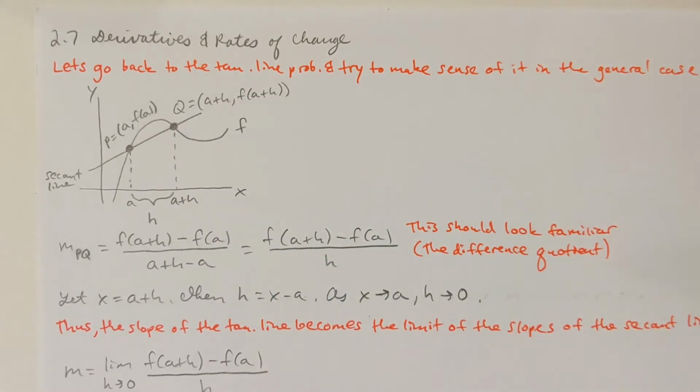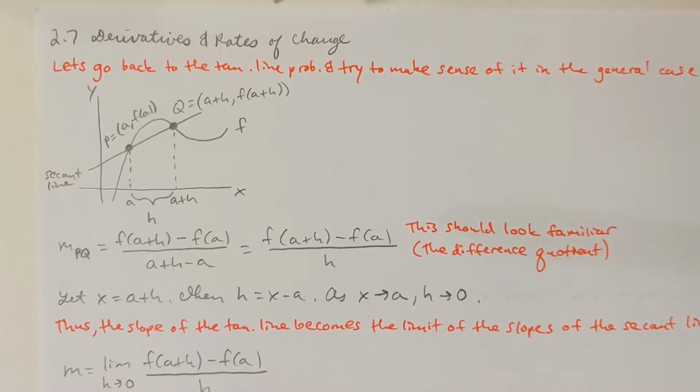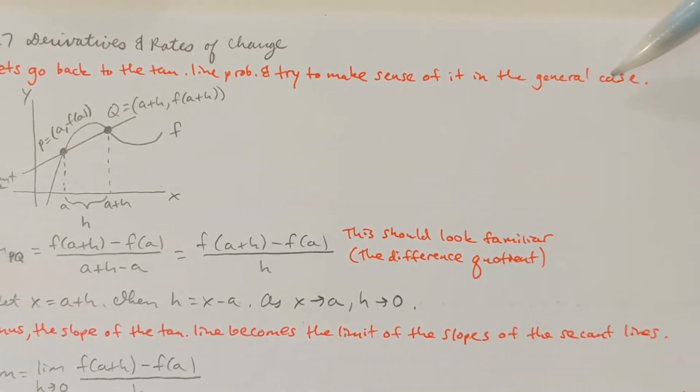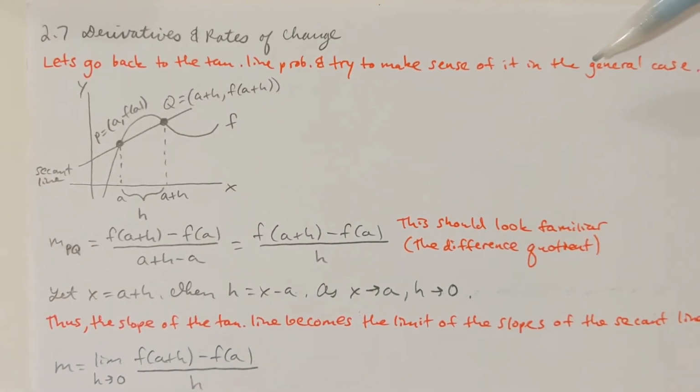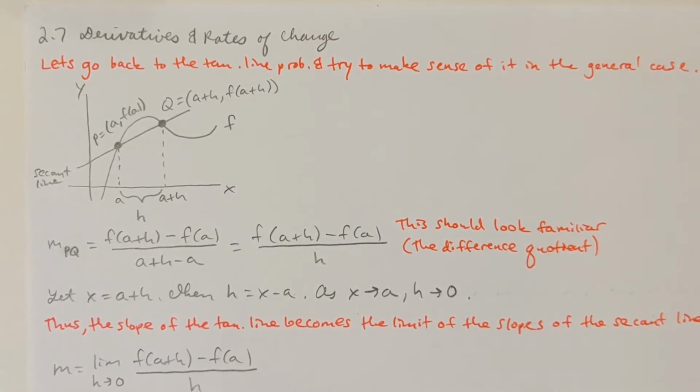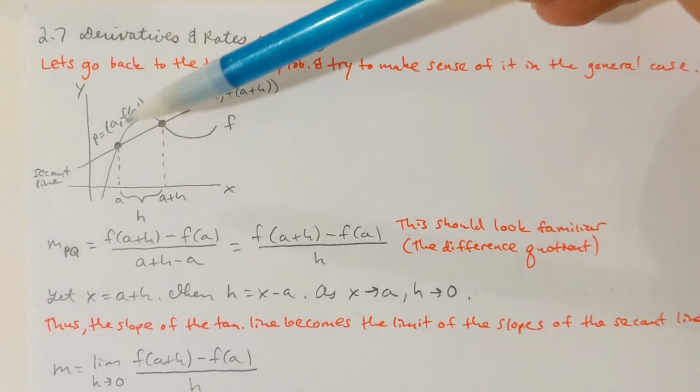So let's take a look at derivatives and rates of change. I'm going to have us go back to the tangent line problem for a moment, and we'll try to make sense of it in the general case. So remember the tangent line problem. That was the first problem that I had shown you here in chapter 2. We had a curve. In that problem, it was a parabola. Okay, what if you have any curve now?